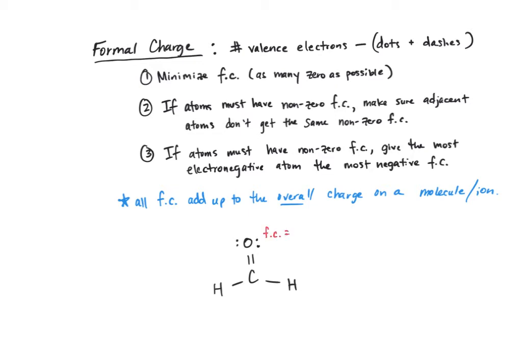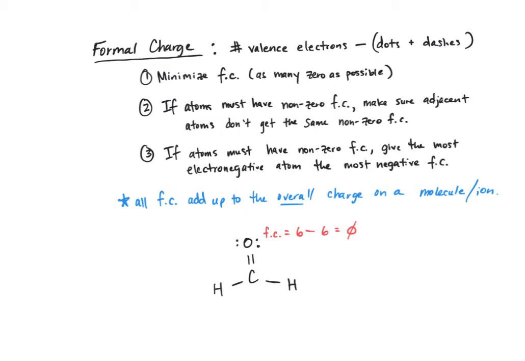To calculate formal charge, I'll take the number of valence electrons that oxygen has, which is 6, and subtract from that the number of dots and dashes that I see in this Lewis structure. There are a total of 1, 2, 3, 4 dots, and another 1, 2 dashes. So that's a total of 6 dots and dashes. 6 minus 6 is 0. We say the formal charge on that oxygen atom is 0.